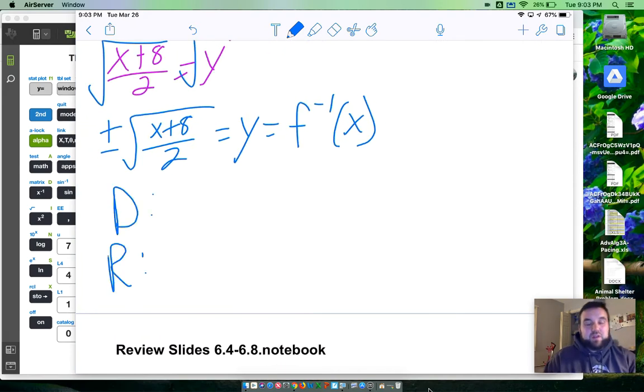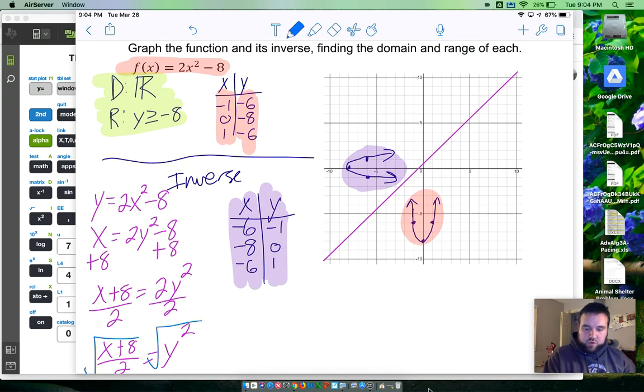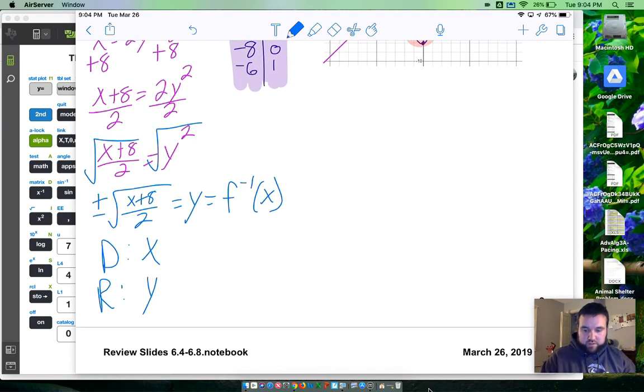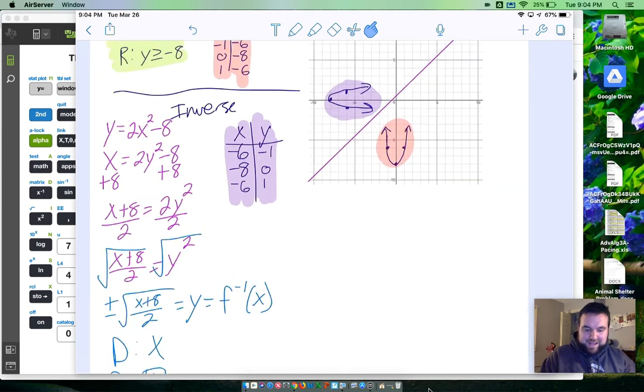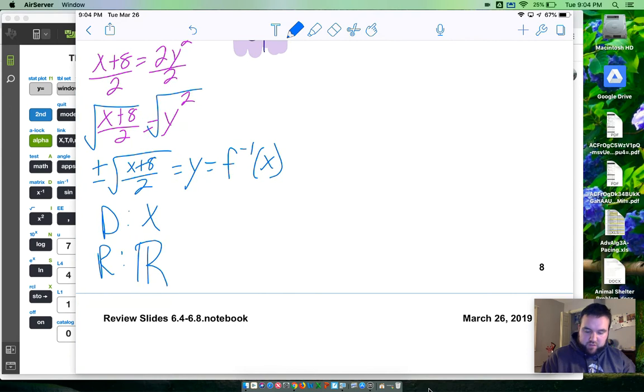But remember, if you know the original, the domain and range for the inverse should be very easy. Domain's x, range is y. Here, the domain of the original was all real numbers. So that is now going to be the range of the inverse. Those just switch places, just like x and y switched. So the range is going to be all real numbers now. And the range of the original was y is greater than or equal to -8. That then is going to be the domain. x is greater than or equal to -8.